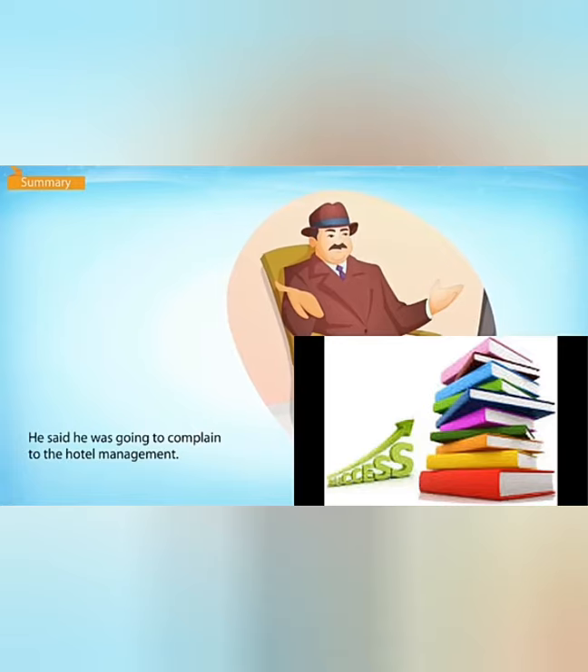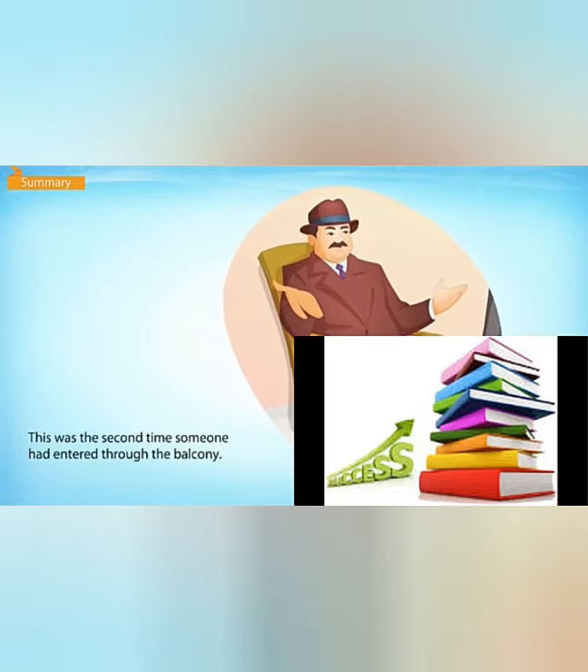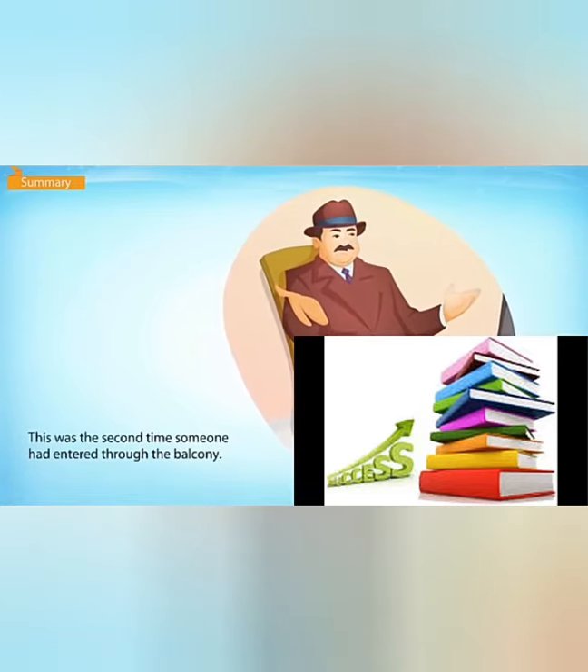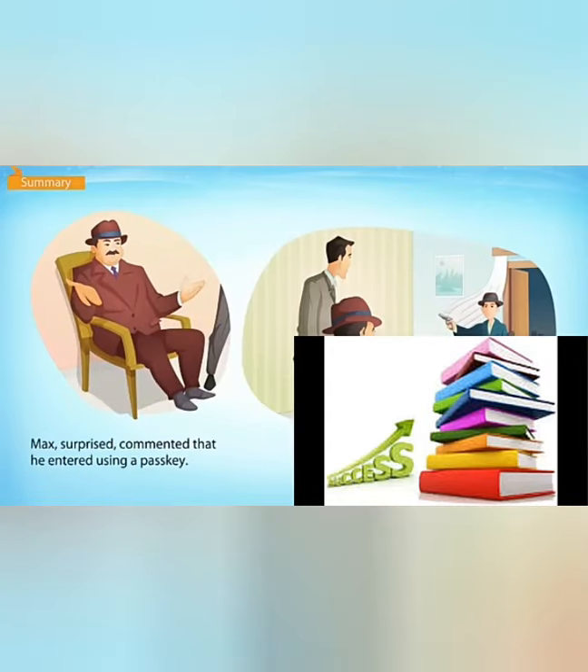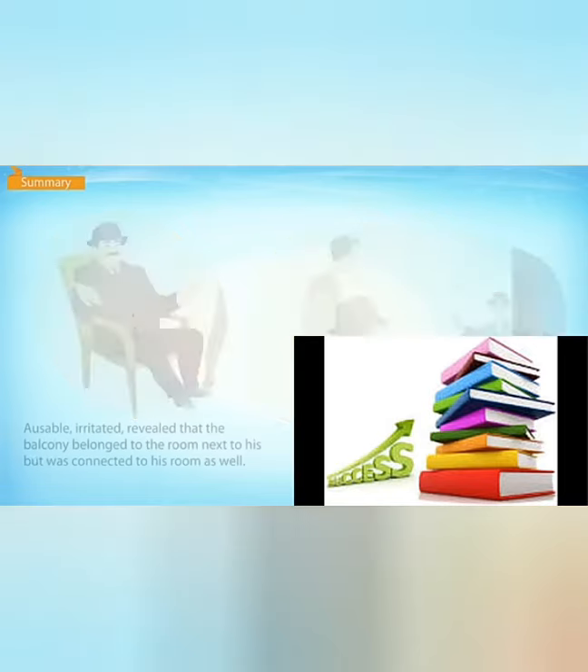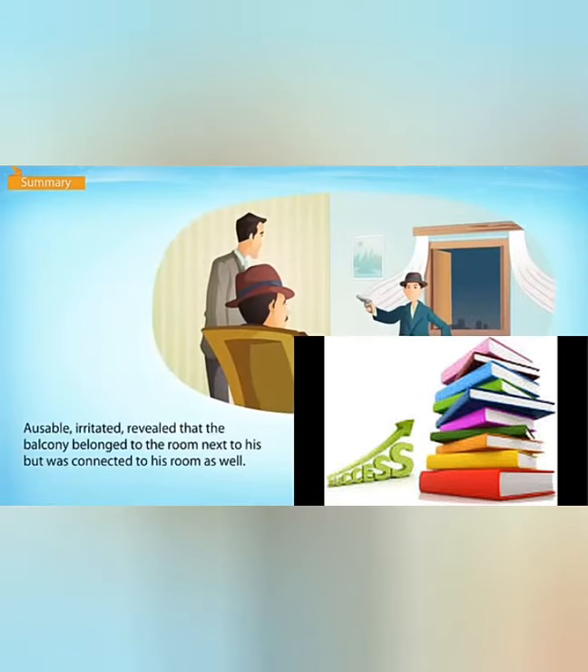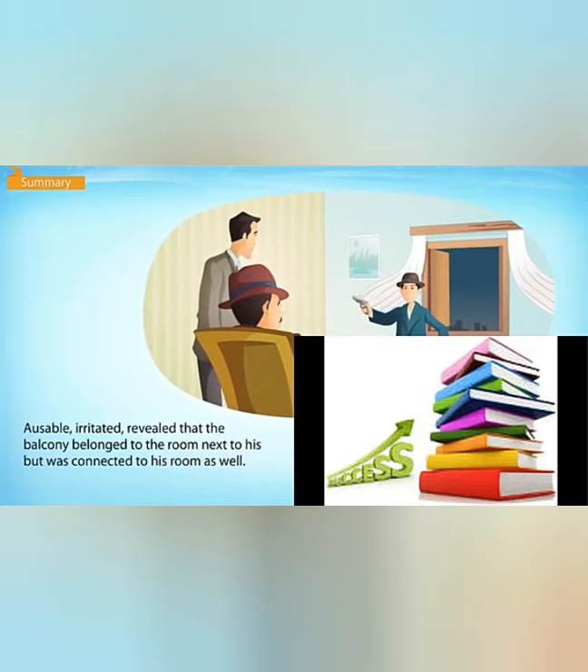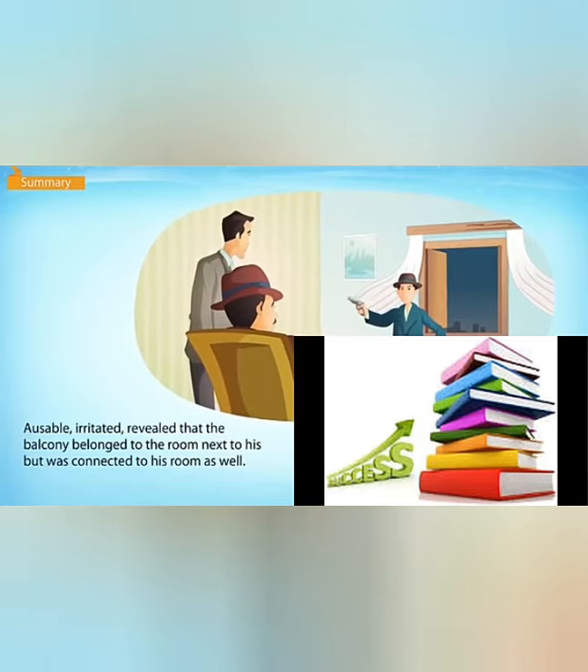He said he was going to complain to the hotel management. This was the second time someone had entered through the balcony. Max, surprised, commented that he entered using a passkey. He didn't know that the room had a balcony. Ausable, irritated, revealed that the balcony belonged to the room next to his, but was connected to his room as well. Anyone could enter that room and then climb into his through the balcony.